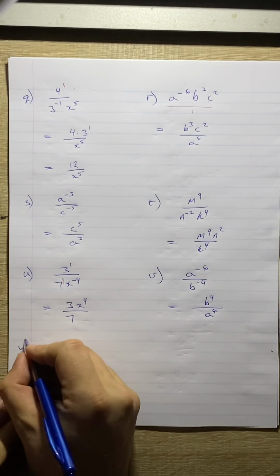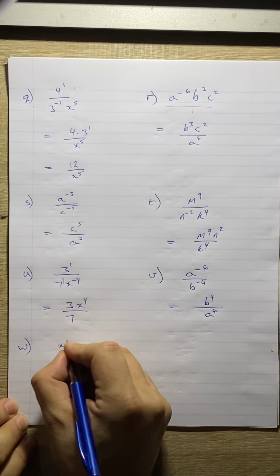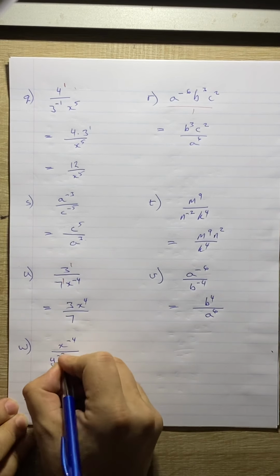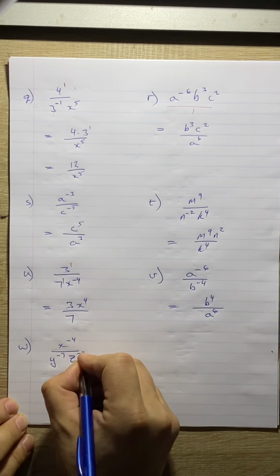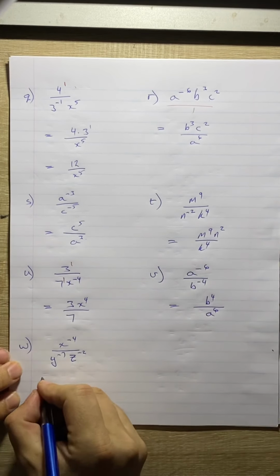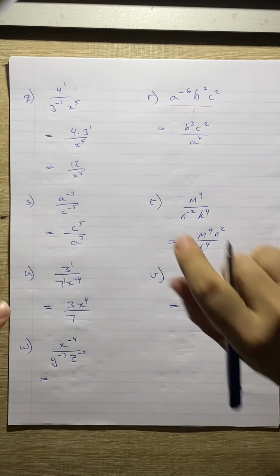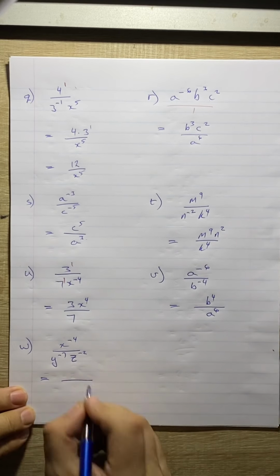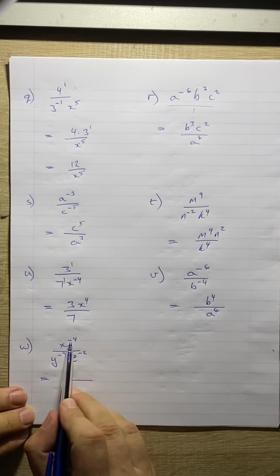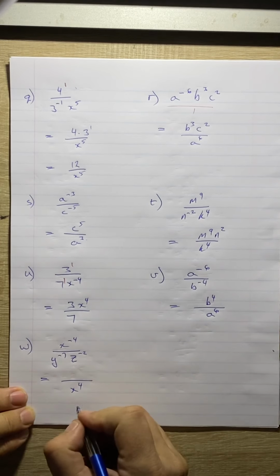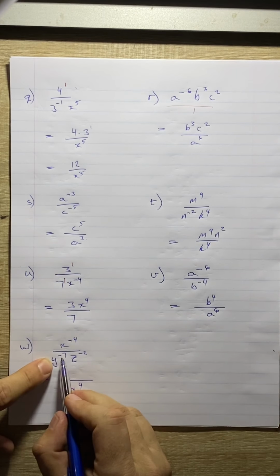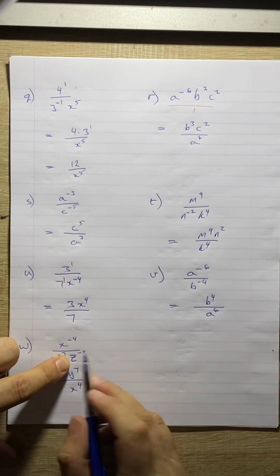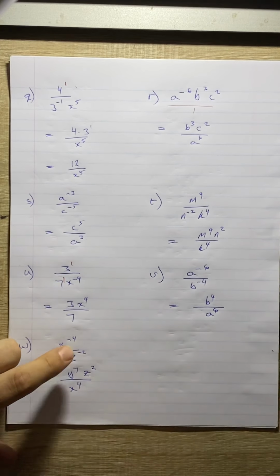W. X to the minus 4 over y to the minus 7, z to the minus 2. All right, so this one here, very similar to this one and this one, but the only difference is I'm going to do 3 swaps, okay? So you can see that the x is at the top, but it doesn't want to be there because of that minus, so I'm going to take it to the bottom. The y is at the bottom, but it doesn't want to be there. So y to the 7. The z is at the bottom, but it doesn't want to be there. It wants to be at the top, so I move it, and it becomes that.